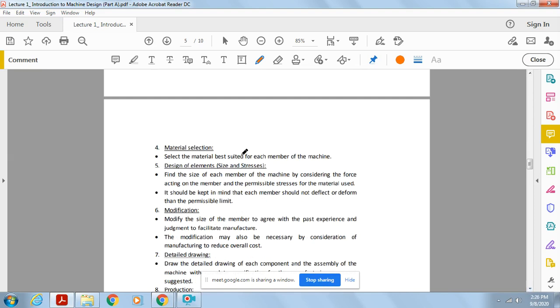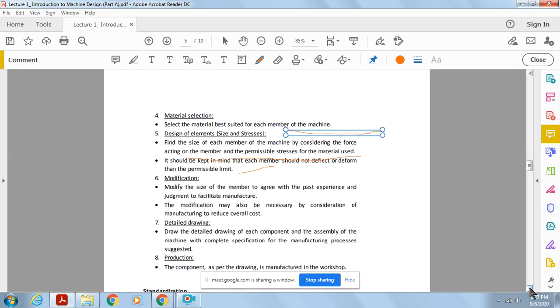Next comes the material selection. As I have told you, select the best material suited for each member of the machine. Step 5 is design of elements, that means the size and the stress. Find the size of each member of the machine by considering the force acting on the member and the permissible stress of the material used. It should be kept in mind that each member should not deflect or deform more than the permissible load. That means you have set the permissible or allowable load.